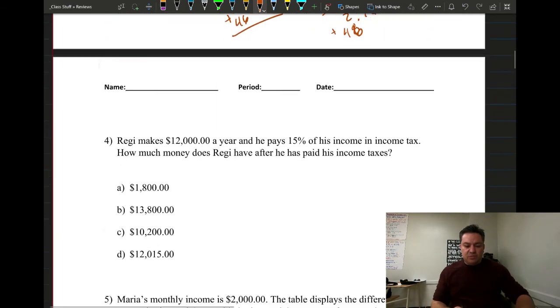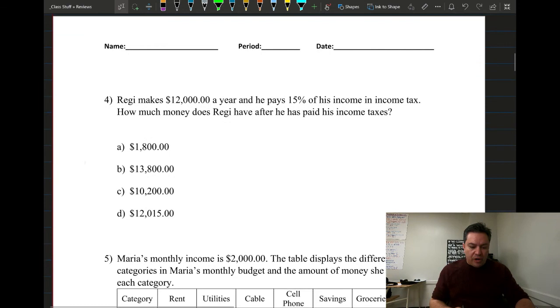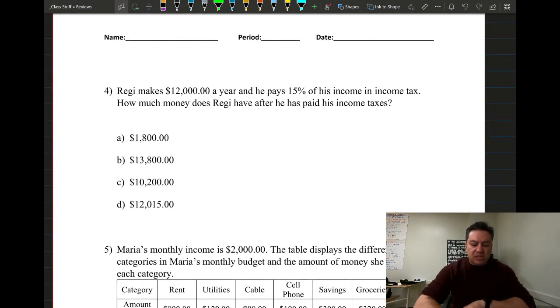Let's move on. Number 4. Reggie makes $12,000 a year and he pays 15% of his income in tax. How much money does Reggie have after he has paid his income taxes? So again, this is the tax. We're just looking for how much he pays in taxes, and then we're going to take that away from the original, okay? So this is kind of like percent decrease, but we're just going to do something real quick. First of all, 15%, convert to decimal. That's the first step. Step 2, multiply by the original.